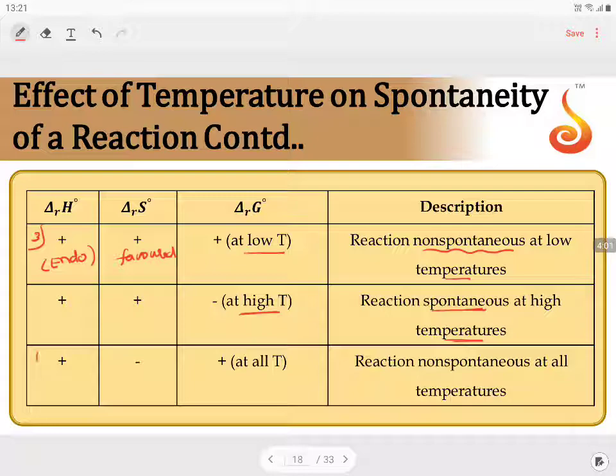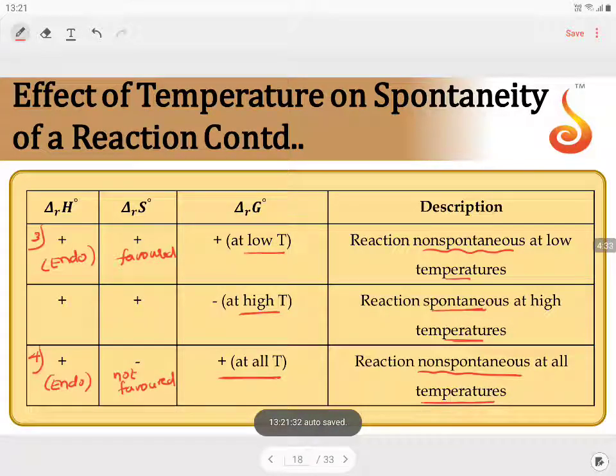If the same endothermic reaction does not favor the direction of entropy, then at all conditions of temperature you see delta G ending up with a positive sign, indicating the reaction is non-spontaneous at all temperatures. So this is not a favored direction for the spontaneity of a reaction. This is the conclusion we can draw for the effect of temperature on spontaneity of a reaction.